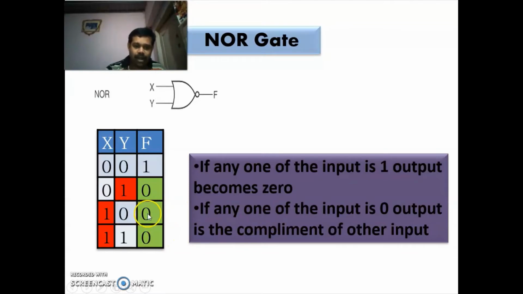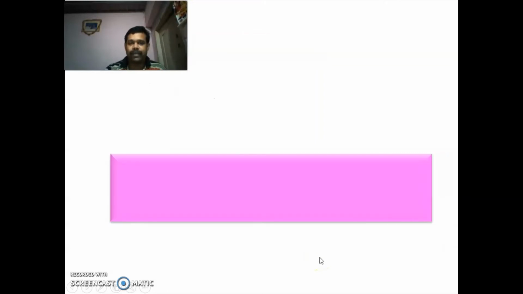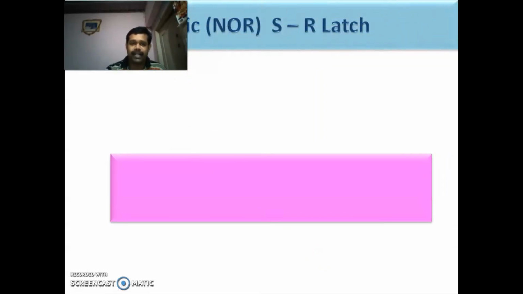And if any one of the inputs is 0, the output is the complement of the other input. So these two things we understand from the NOR gate. Now we are going for the basics.